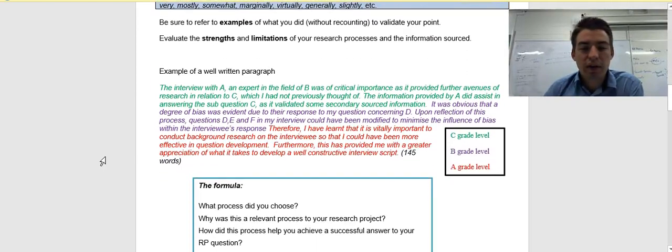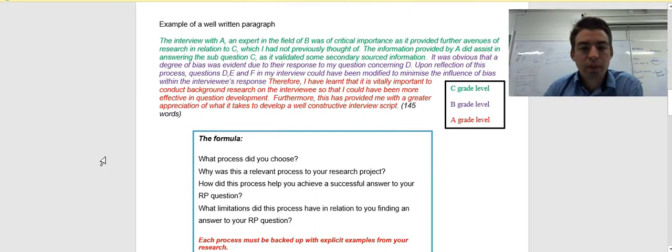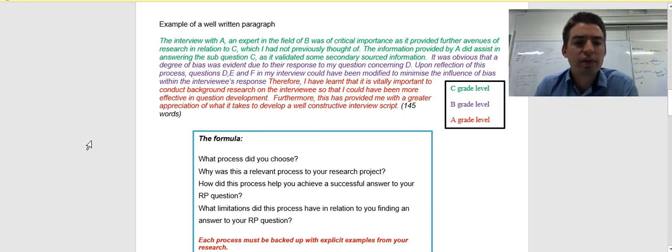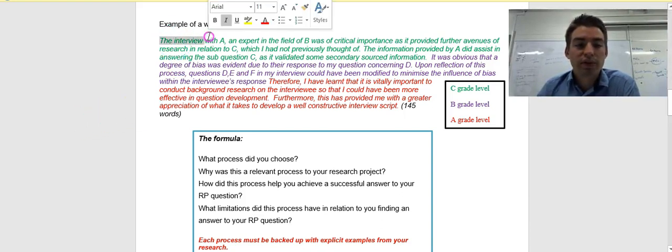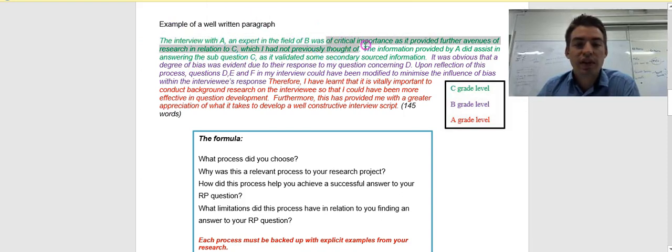So if we have a look at a paragraph here. Now this is color-coded to try and show the difference between what might get you a C grade, what might get you the B grade, and what might get you to the A grade. So we're talking about an interview. So the interview with A, an expert in the field of B, was of critical importance. And so here we've outlined what process it was, who it was with, how they were an expert, and just how important it was. Here we're going to see why, as it provided further avenues of research in relation to C, which I had not previously thought of.